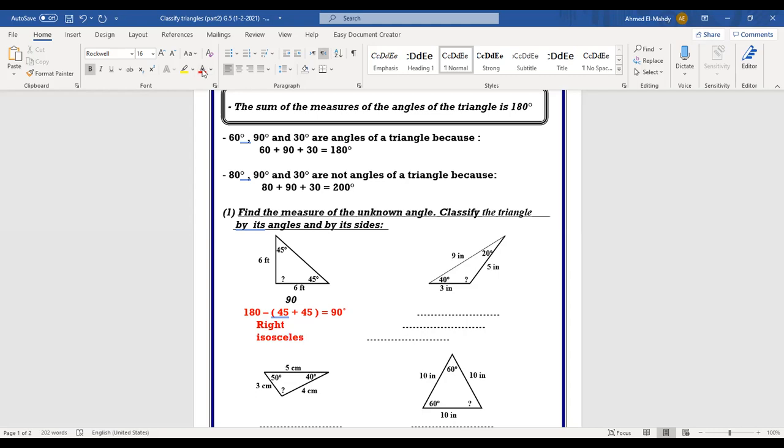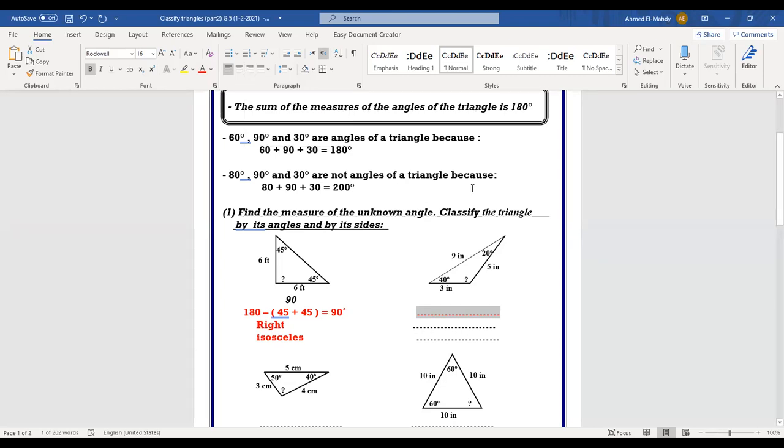No problem. Okay, the second one. I want the measure of the unknown angle. Mr. Hamid. Yes, Hamid. How can we find the measure of the unknown angle?